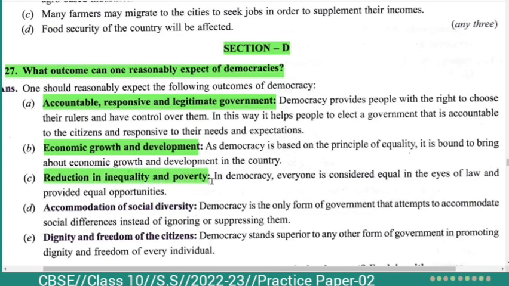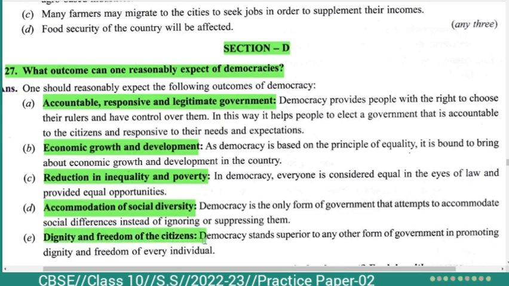Reduction in inequality and poverty. In democracy, everyone is considered equal in the eyes of law and provided equal opportunities. Accommodation of social diversity. Democracy is the only form of government that attempts to accommodate social differences instead of ignoring or suppressing them.